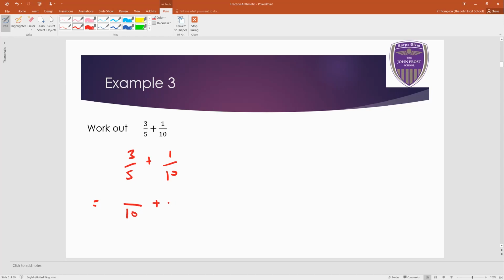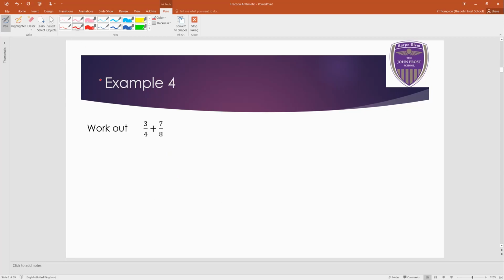Now see this, for the second fraction, the 10 hasn't changed, so the 1's not going to change. But on this first fraction, how many 5s are in 10? Well, 2 times 5 is 10. If you multiply the bottom of a fraction by a number, you must do the same to the top. So 3 times 2 is 6. Now you've got a common denominator. We can add the numerators. 6 add 1 is 7. So it's 7/10. So you need to have a common denominator to add or subtract fractions.